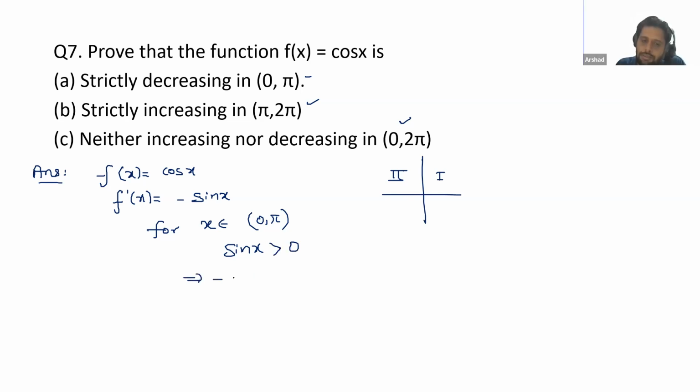So this implies that if you multiply with a negative sign, the inequality will change. In class 11th, you have done the inequality chapter. Please remember, whenever you multiply or divide an inequation with a negative number, the sign of inequality will change. Okay, Abdul? Yes, sir. Okay, so f'(x) is less than 0.